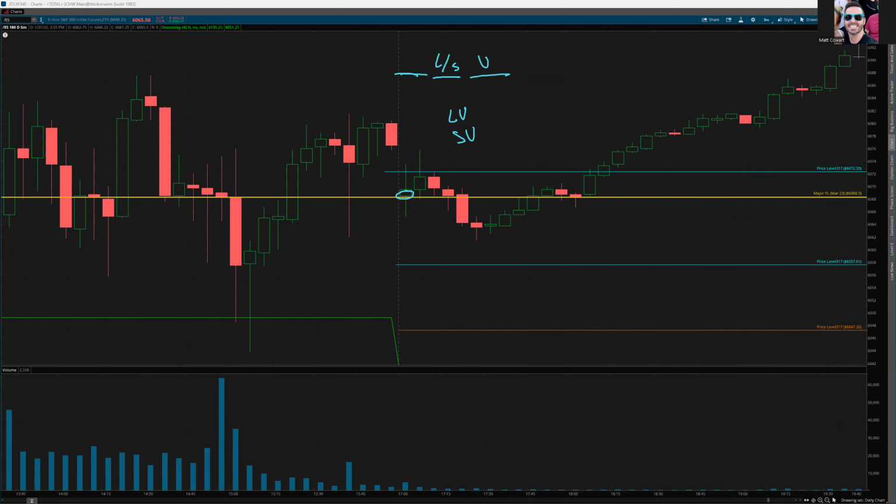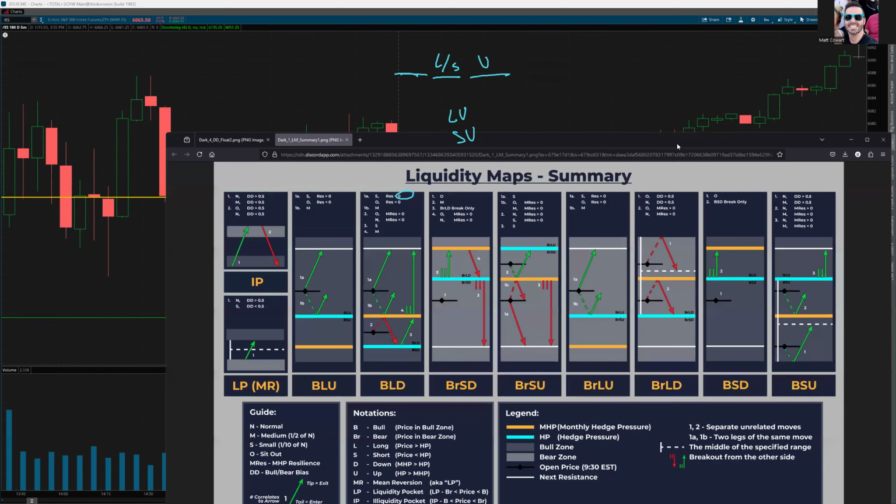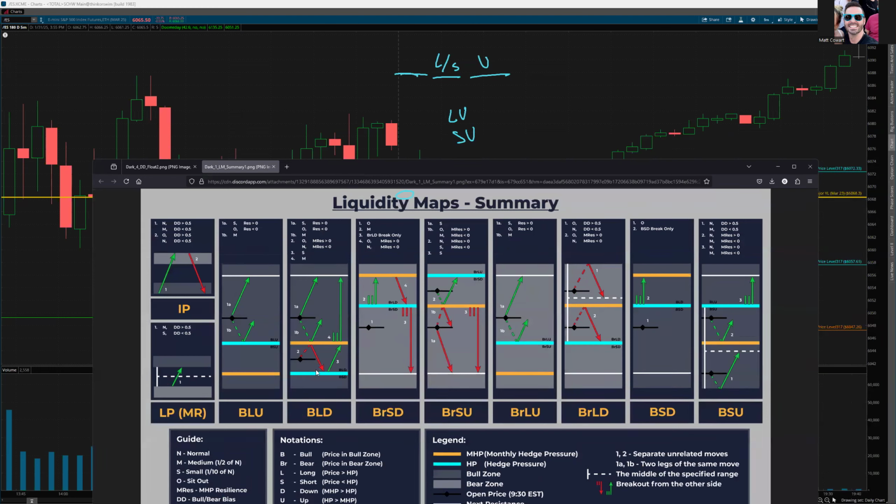And when I go to the liquidity map, I can say, okay, well, what do LU and SU look like? Well, the LUs, we know we long off of the bottom hedge pressure. We just covered that one. And the SU, you long off of monthly, and you take the hedge pressure break, because SU becomes an LU. So as you see, in all the cases of LU, SU, there's all green arrows as well from either monthly or blue.